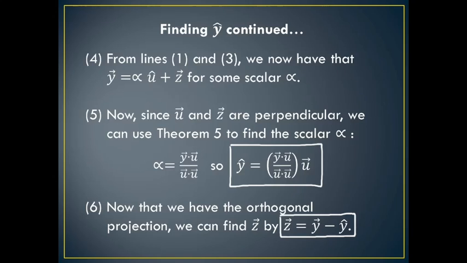Using these formulas for y hat and for z, I flipped back to a previous slide where we had them written. So y hat equals y dot u over u dot u times u, and z equals y minus y hat. And that's what we did in our example to find those.